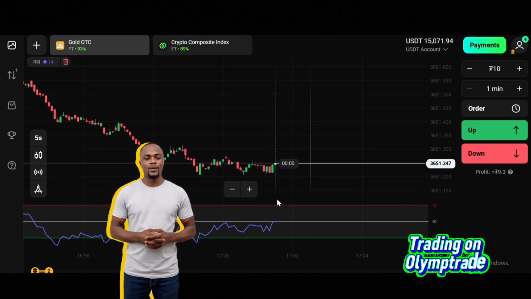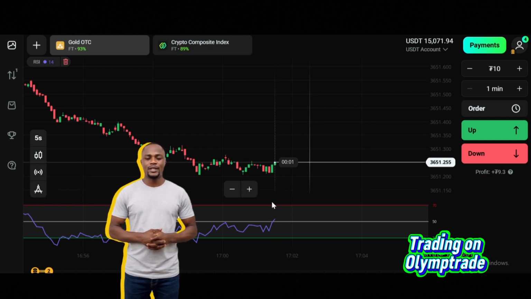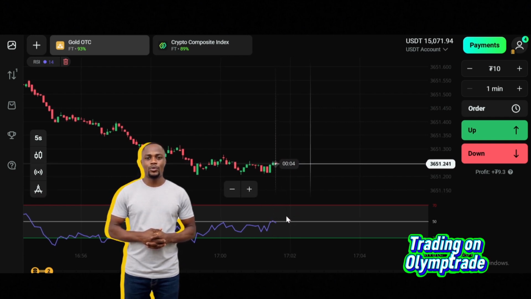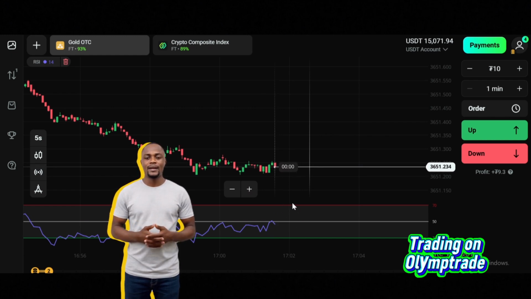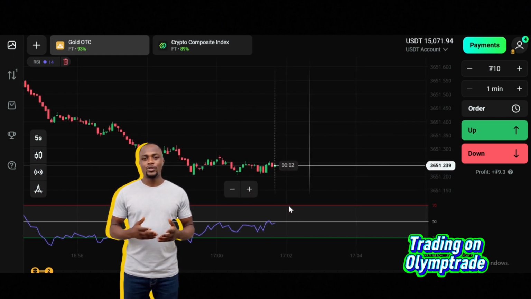Down trade, sell. Wait until RSI goes above 70, overbought. Then wait for it to start moving downward, crossing below 70. This indicates that buying pressure is weakening and sellers may take over. That's your entry for a down trade.